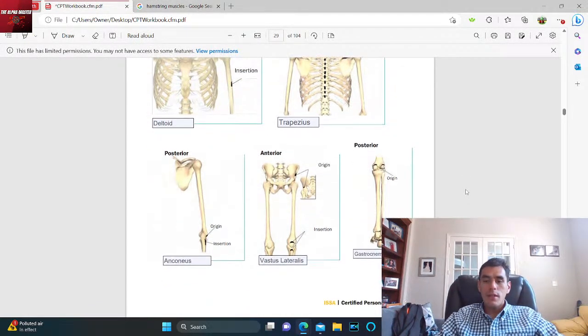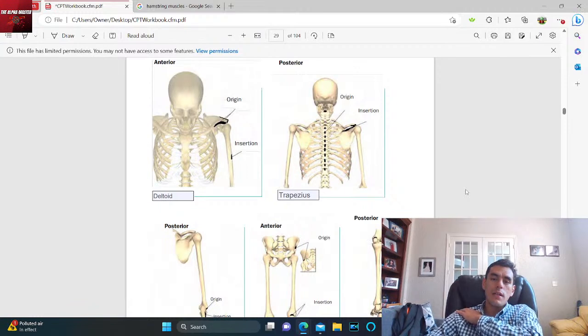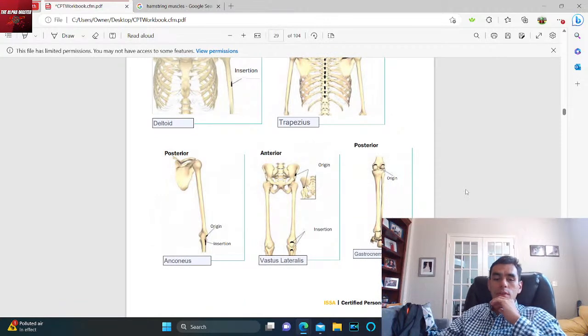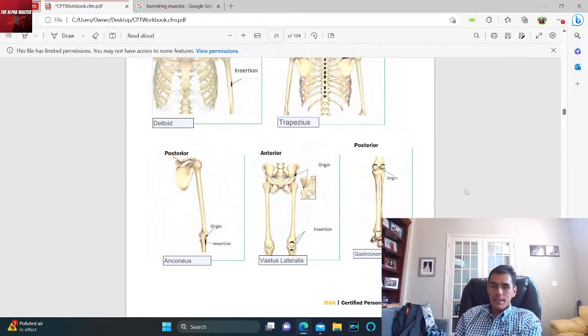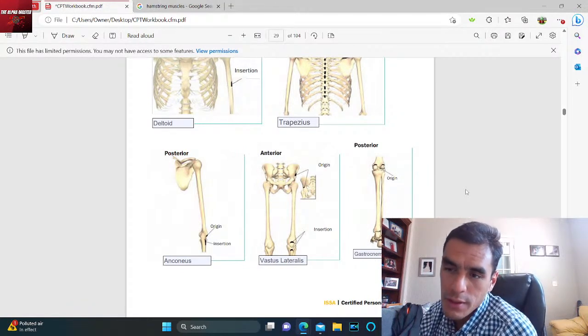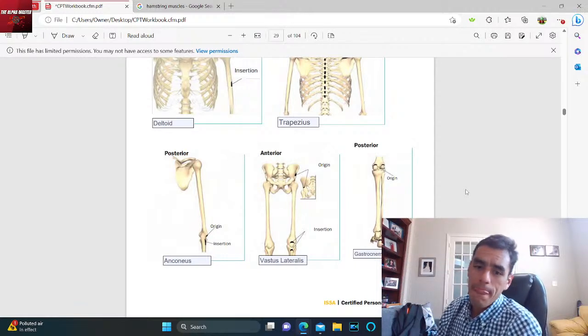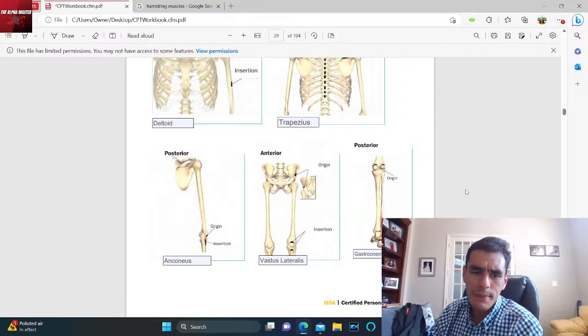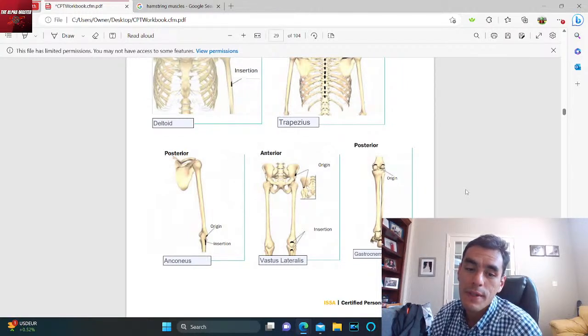The deltoid, you have the origin around the clavicle and the insertion around the humerus. For the trapezius, you have the origin in the vertebrae and the insertion in the clavicle. Then for the anconeus, it's going to be in the posterior side of your leg, more specifically around the gastrocnemius, around the patella. The origin is going to be in the patella, and the insertion is going to be around the radius of the lower patella.